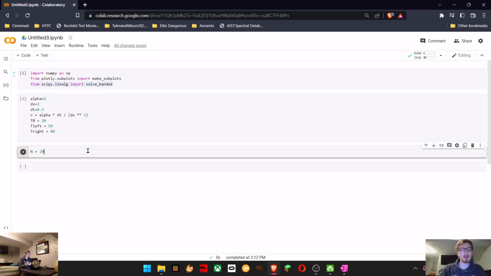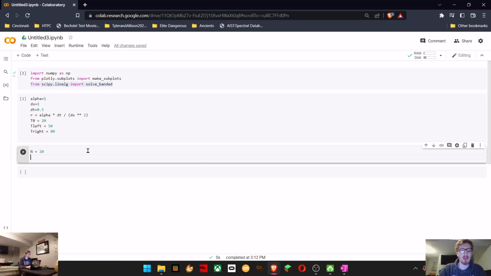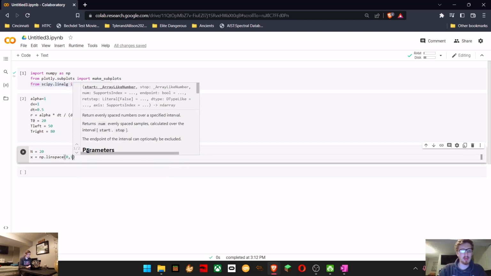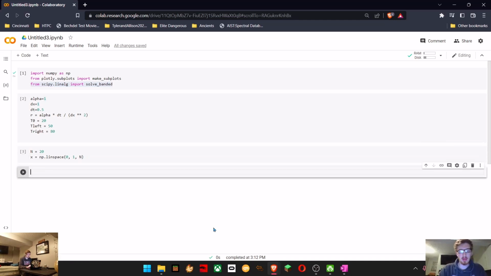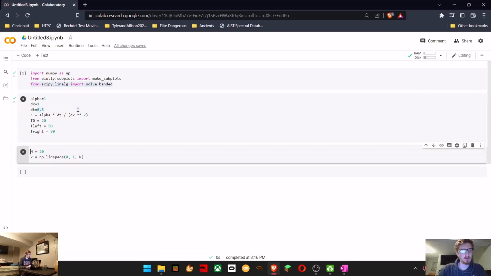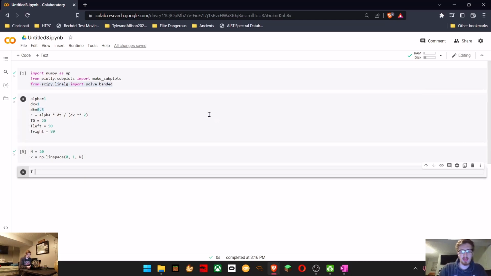So if the bar is 20 meters and our increment is 1 meter, we're just going to say n equals 20, and then x equals all the steps between 0 and 20 with increment 1. Let me change that then, just so we can change that if we ever need to. And let me go ahead and run these. And then we can make our temperature array.